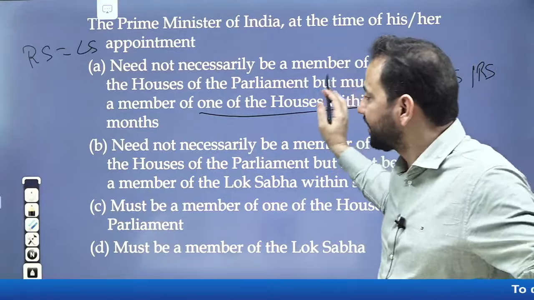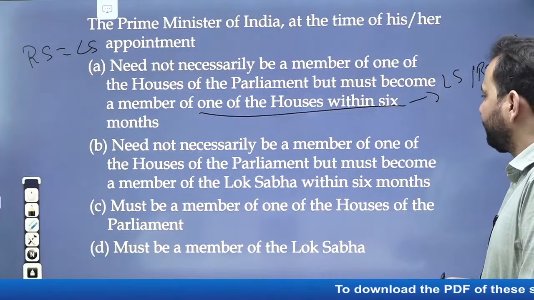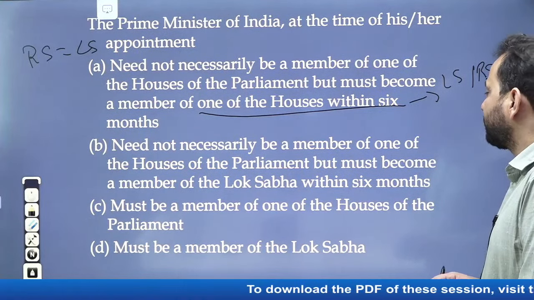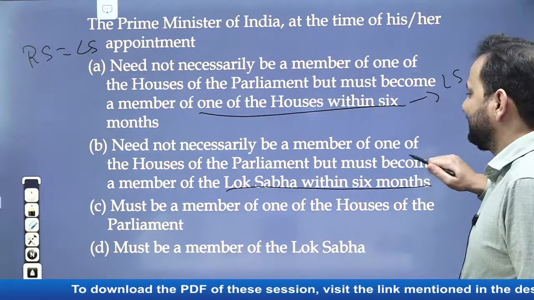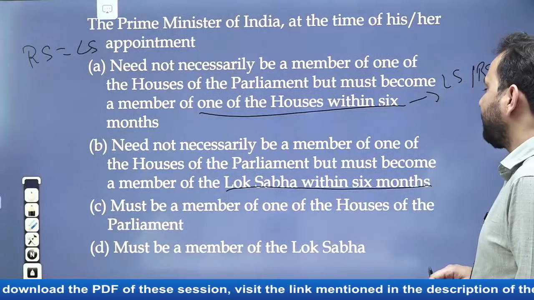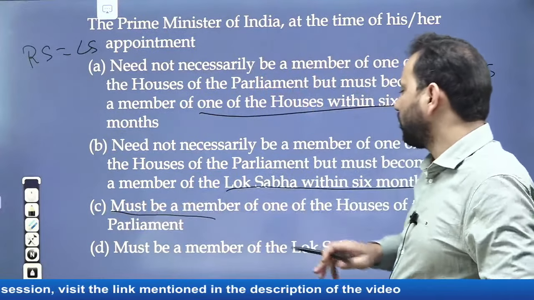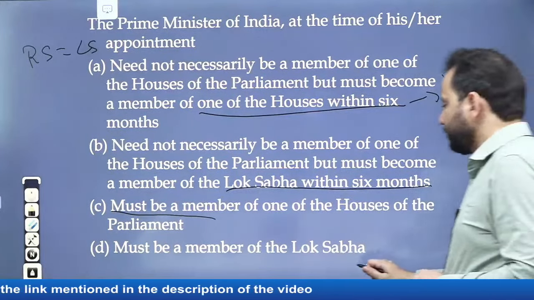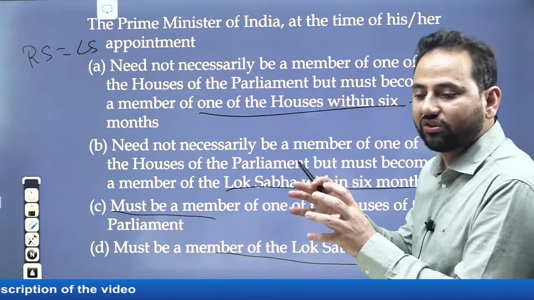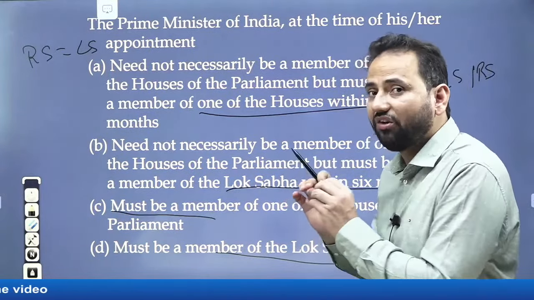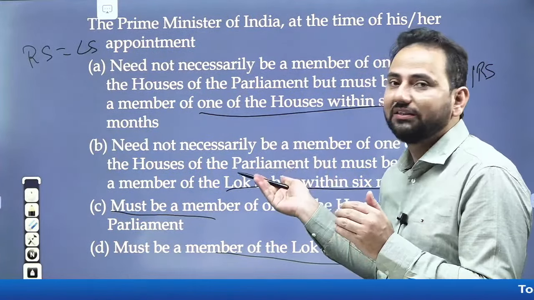First statement. Second statement, need not necessarily be a member of one of the houses of the Parliament, but must become a member of the Lok Sabha within 6 months. That is, the person should become a member of Lok Sabha within 6 months. Third option, must be a member of one of the houses of the Parliament. And the fourth option is must be a member of the Lok Sabha. So if you see the statements, you will see that some of the statements are specifying about Lok Sabha. But when you talk about the ministers, always remember that ministers can be from either House of Parliament, that is Lok Sabha or Rajya Sabha.